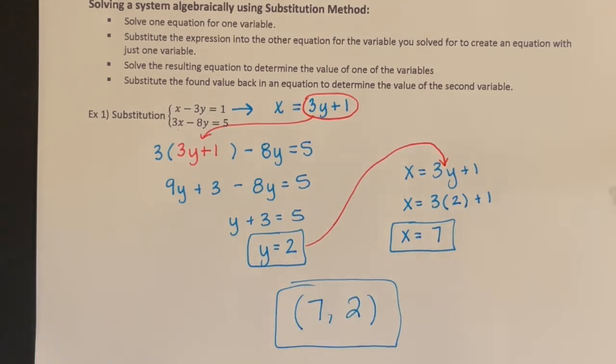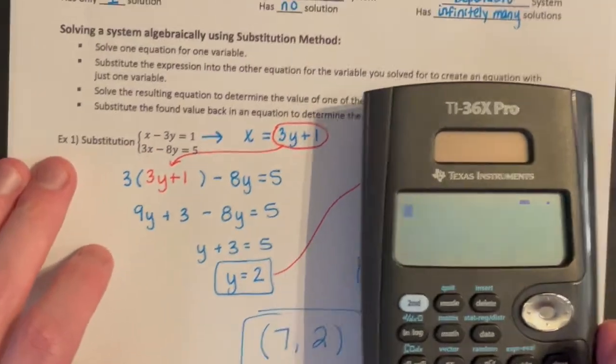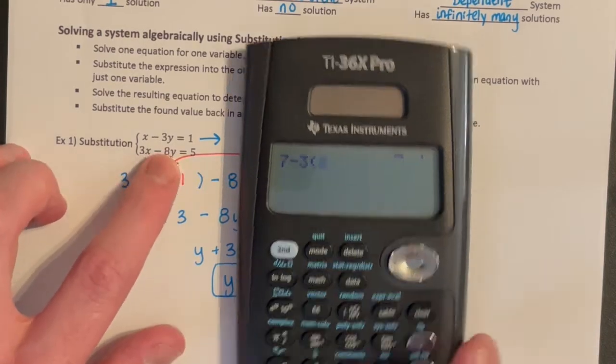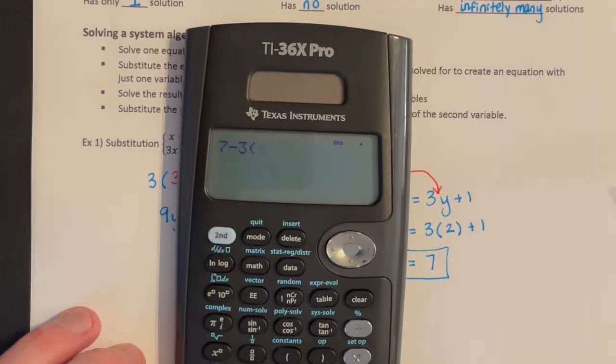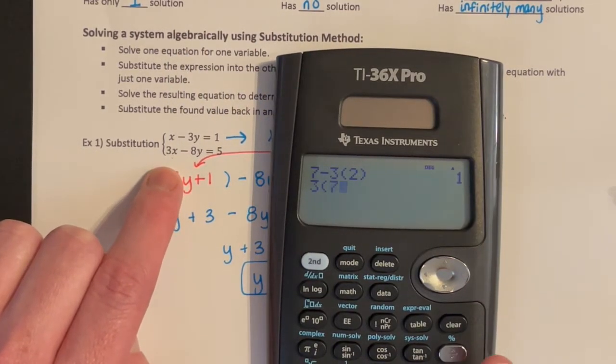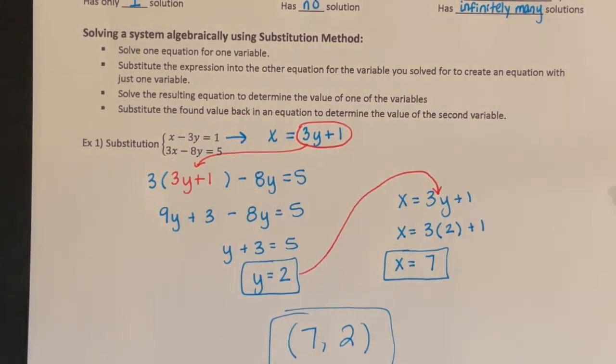And we can check our solution just by plugging it back in. So this should be a unique solution when I plug it in here and say if x is 7, minus 3 times y was 2, I should get 1, and we do. If I plug it into the bottom equation, 3 times 7 minus 8 times 2 should equal 5, and it does. So this solution works for both equations.